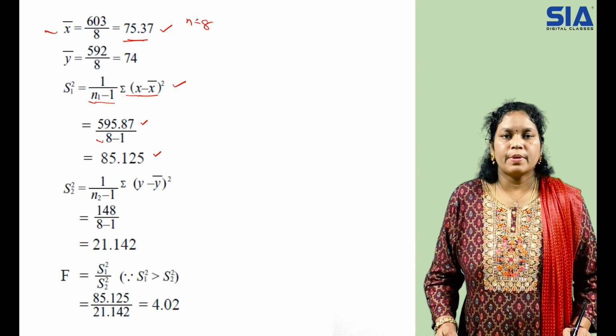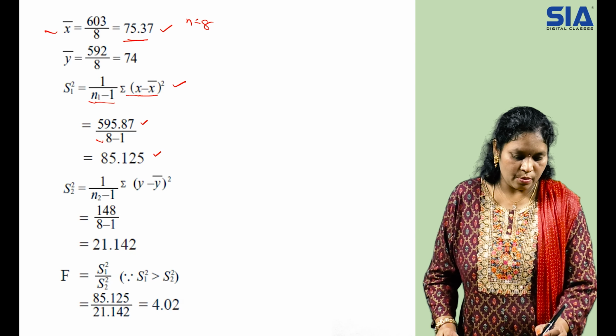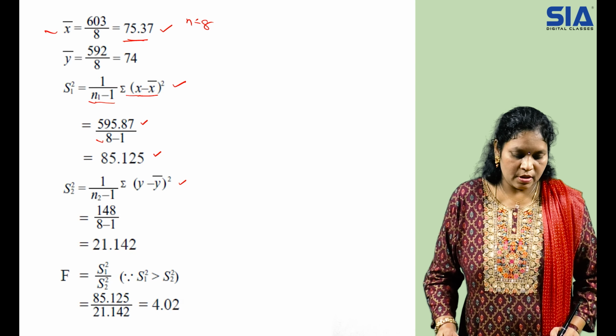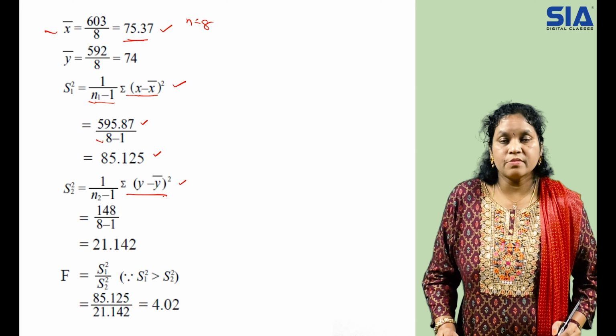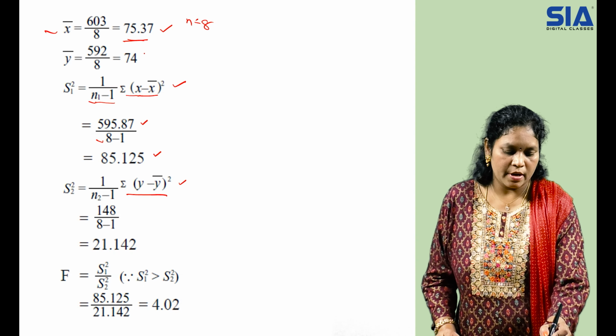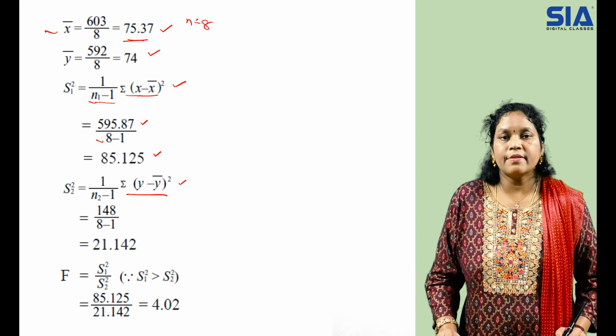Now let us go for obtaining S2 square also. So here is the formula. In this one I need summation y minus y bar whole square. The y bar we have already done, and we got the answer as 74.